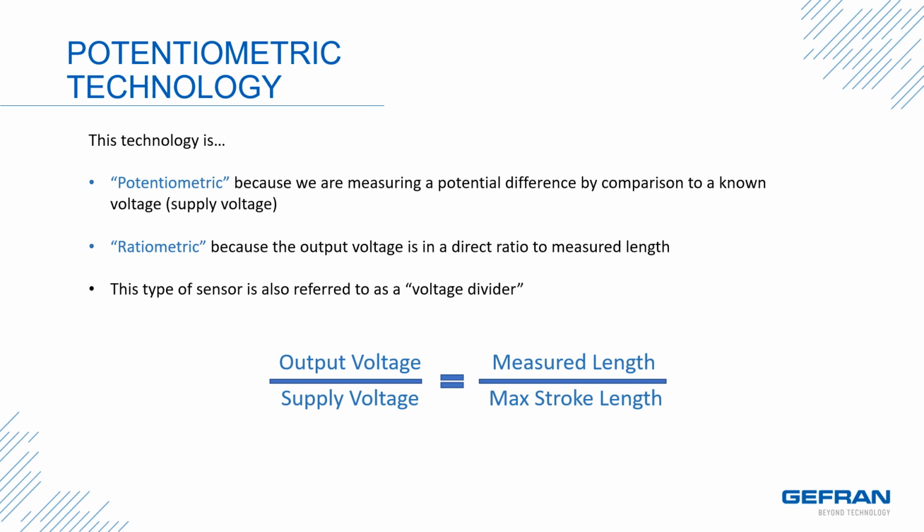This technology is said to be potentiometric because we are measuring a potential difference by comparison to a known voltage, which is the supply voltage. It is said to be ratiometric because the output voltage is in a direct ratio to the measured length. This type of sensor is also referred to as a voltage divider. The ratio of the output voltage to the supply voltage is equal to the ratio of the measured length to the max stroke length.